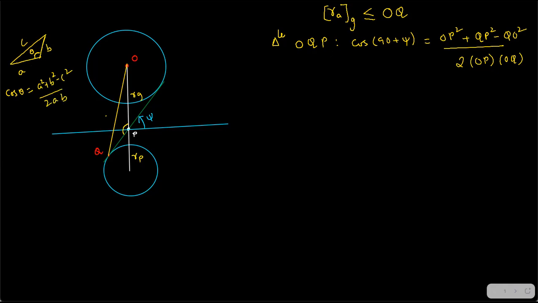Okay. What is cos(90 + theta)? Cos(90 + theta) is minus sin theta. Minus sin theta. Okay. Is equal to, what is OP? RG. So it is RG square plus, what is QP? If you look here carefully, QP from here, I can see that this is also psi, right? Previously, we have done all these things.